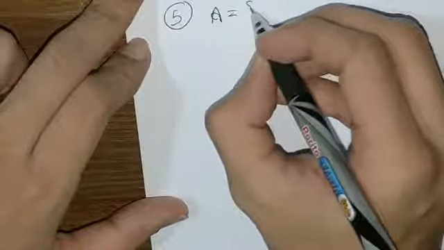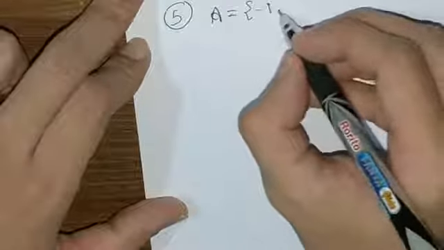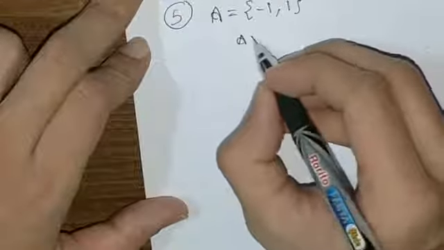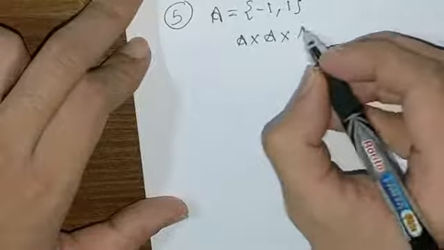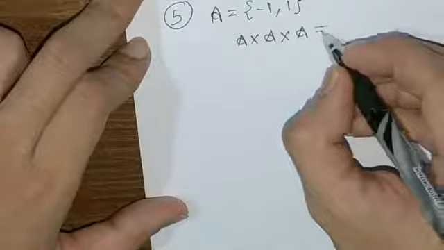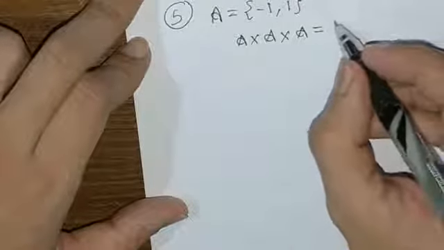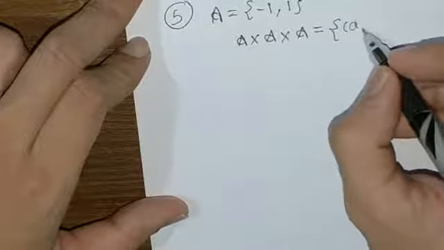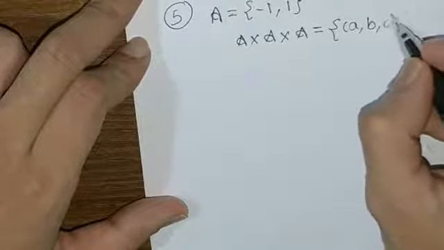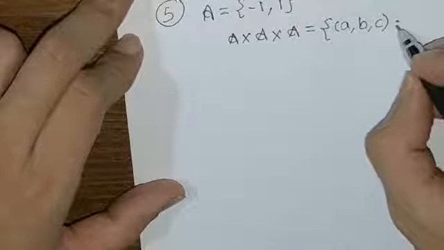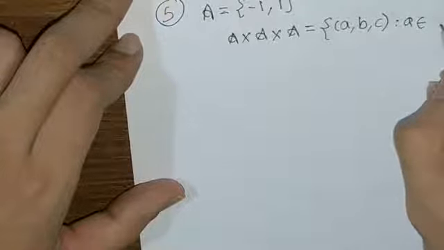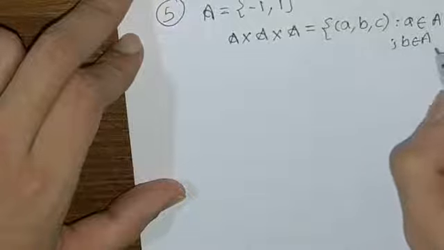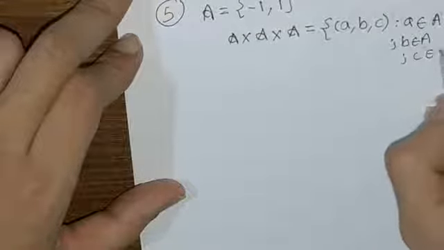Set A is given as {-1, 1}. You have to find A cross A cross A. The definition of A cross A cross A is the set of all elements (a, b, c) such that a belongs to A, b also belongs to A and c also belongs to A.